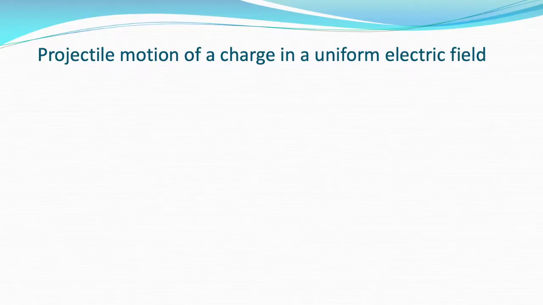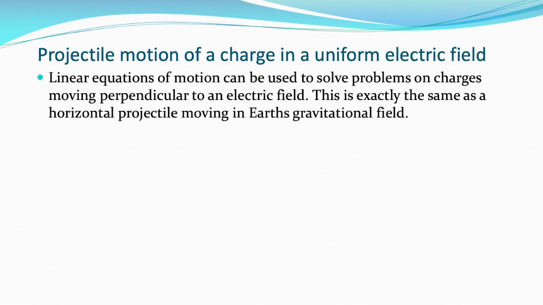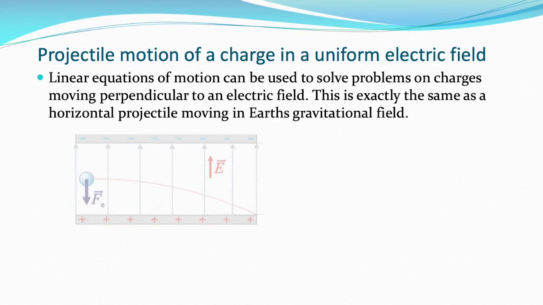Hi folks, this is the last wee video in our study of electric fields. This is the projectile motion of a charge in a uniform electric field. We can use our linear equations of motion to solve problems on charges that are moving perpendicular to an electric field. It's exactly the same as horizontal projectile motion in Earth's gravitational field. It's what you did in National 5 when you fire a projectile horizontally.